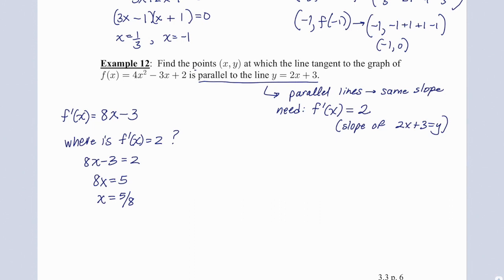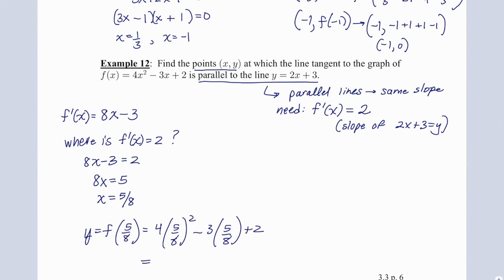And it says find the points, both the x and the y coordinate. So the y coordinate would be f of 5/8. So 4 times 5/8 squared minus 3 times 5/8 plus 2. So let's go ahead and do this. So we'd have 4 times 25 over 64 minus 15 over 8 plus 2. That gives me, let's see, 4 over 64 I can reduce. That's the same as 1 over 16.